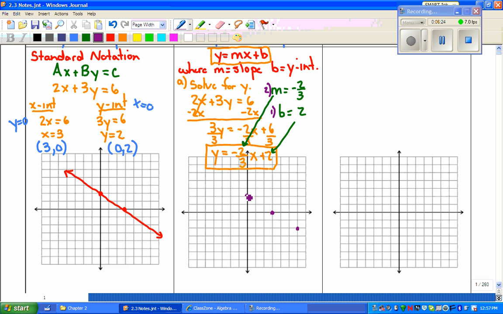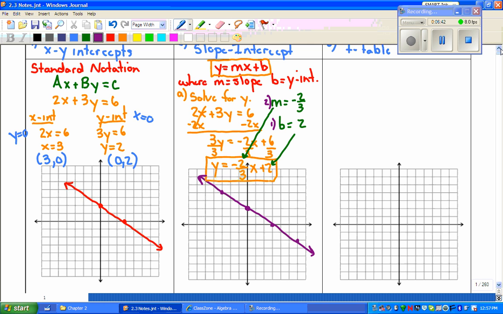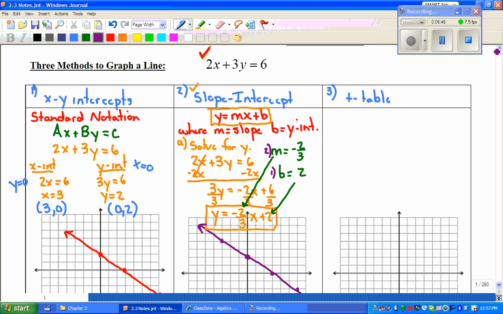If I didn't want to go down first, what I could do is go up first and use my positive, and then go left, since I know that is negative. And we follow the same line. And we have slope-intercept form. Okay? Third way to do this.